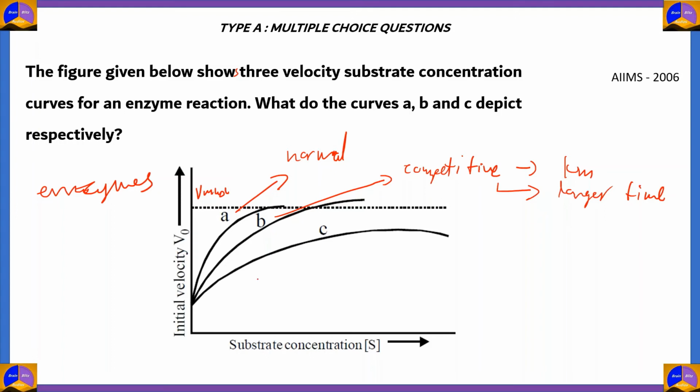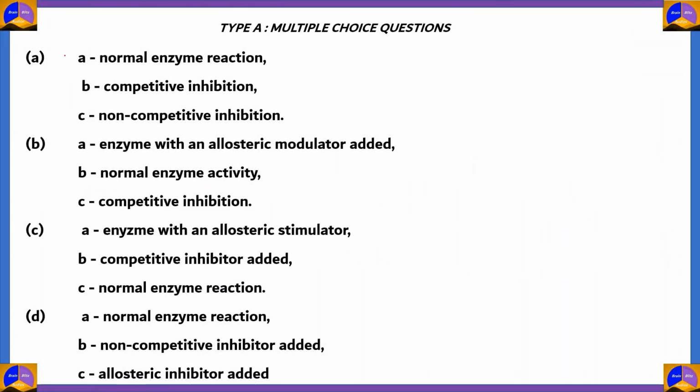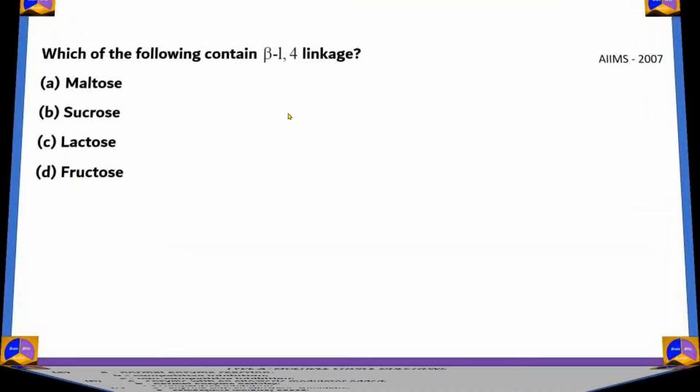However, if you look at graph C, you see that the graph never reaches Vmax. So that means the enzyme is not working. And this situation happens in non-competitive inhibition. So A is normal enzyme, B is competitive inhibition, and C is non-competitive inhibition. So therefore, option A is the right option. So that is the right answer.